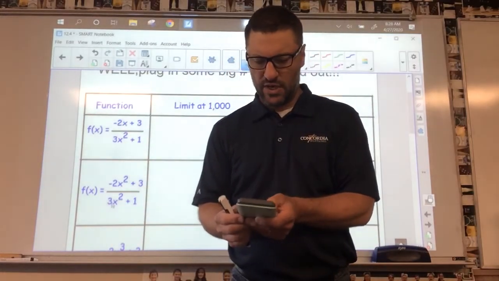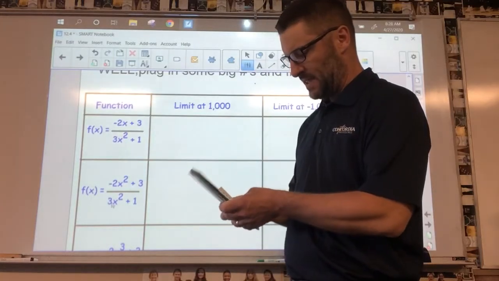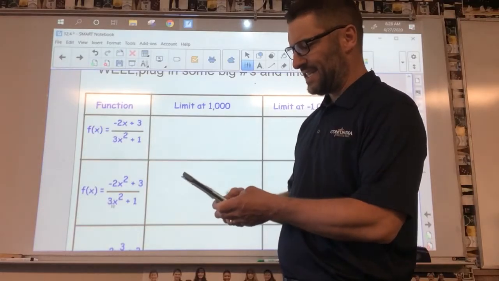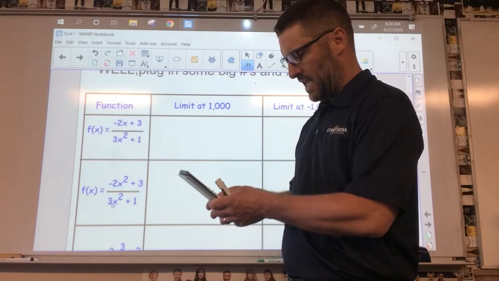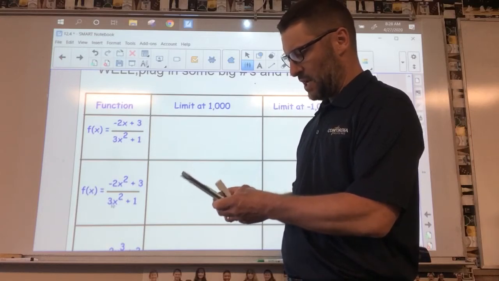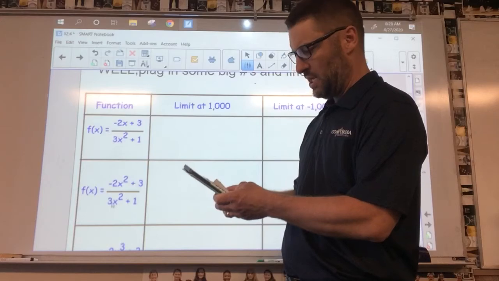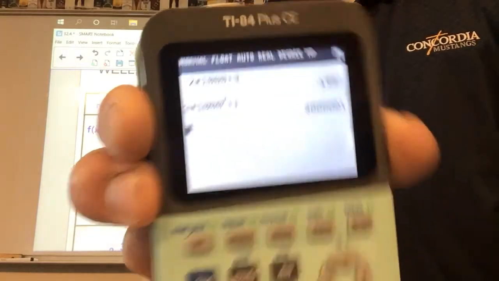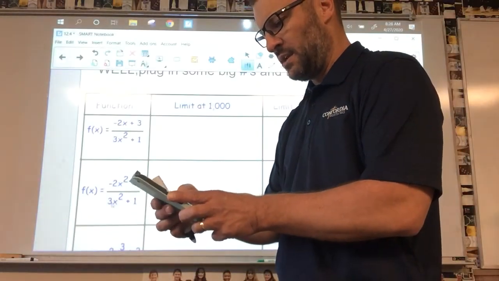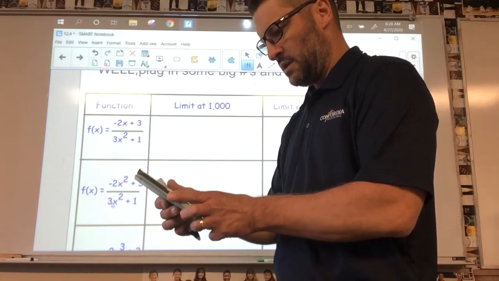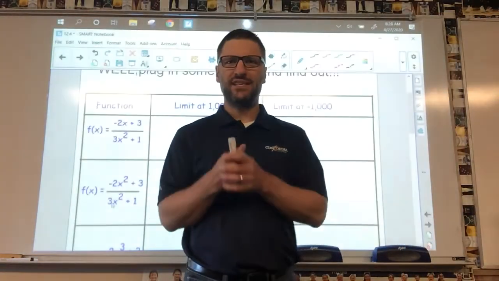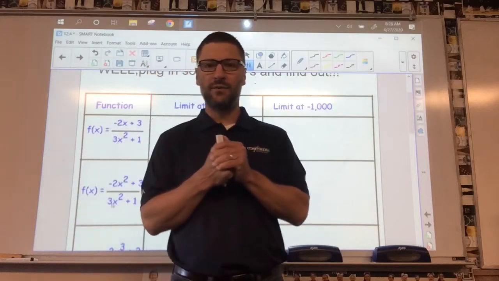What would the equation approach, or what would I get? So if I went to my calculator and I went negative 2 times 1,000 plus 3, and I got negative 1997, and I got 3 times 1,000 squared plus 1, and I got those two numbers, and I divided those two numbers. So I'm going to divide the first one divided by the second one. What I get is I get negative 6.6 e to the, see, I get a number that's a small scientific notation number. I get a number that's really close to 0.